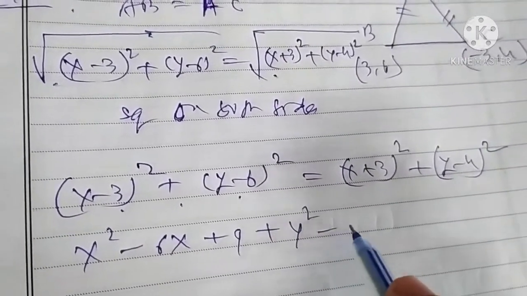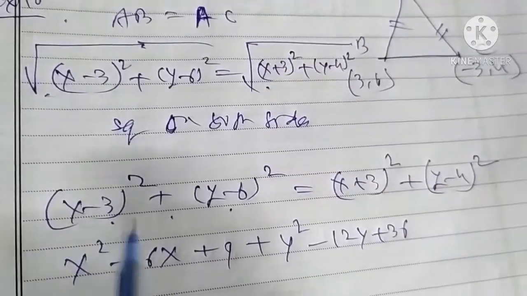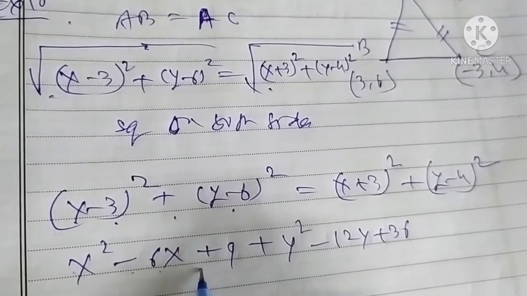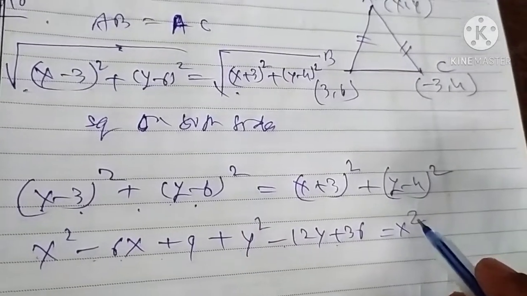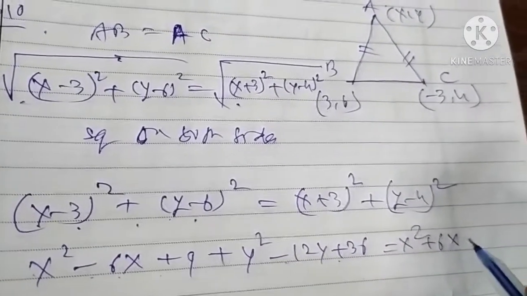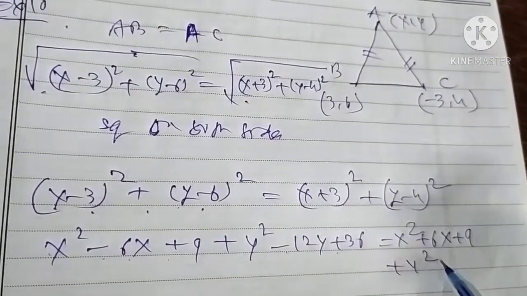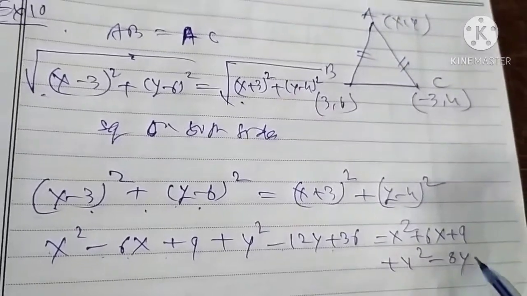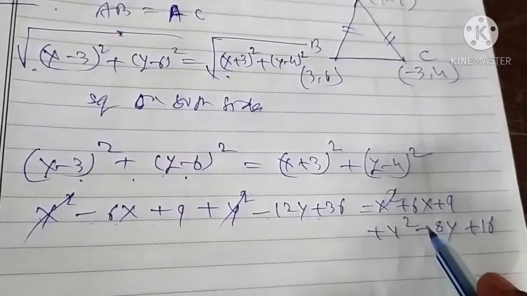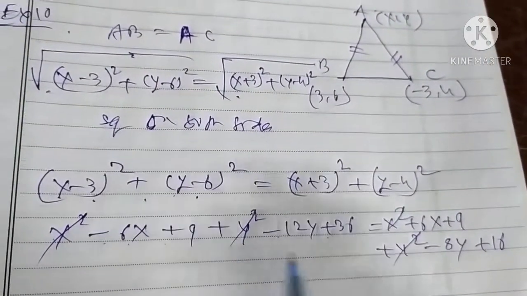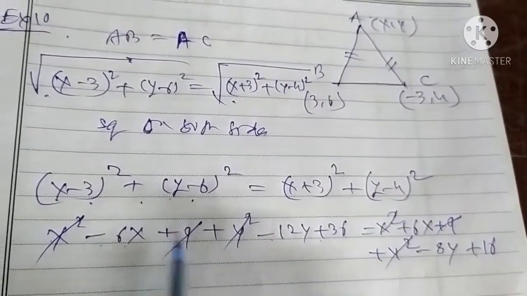You know this, okay? You must know, please: (a plus b) whole square, (a minus b) whole square is a square minus 2ab plus b square. Clear? See, x square plus 6x plus 9, again plus y square minus 8y plus 16. See here, x square cancels, y square cancels, right? Again you will see some numbers cancel, plus 9 cancels. Clear? So only x and y terms are remaining.